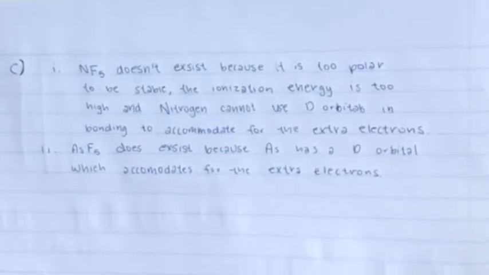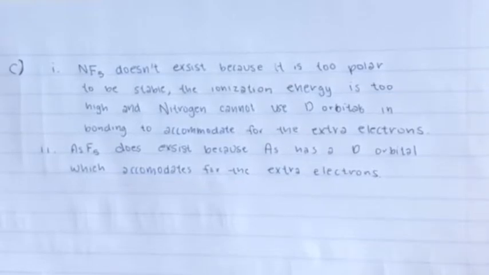Then on to the second part. AS5 does exist because AS has a d orbital which can accommodate for the extra electrons.